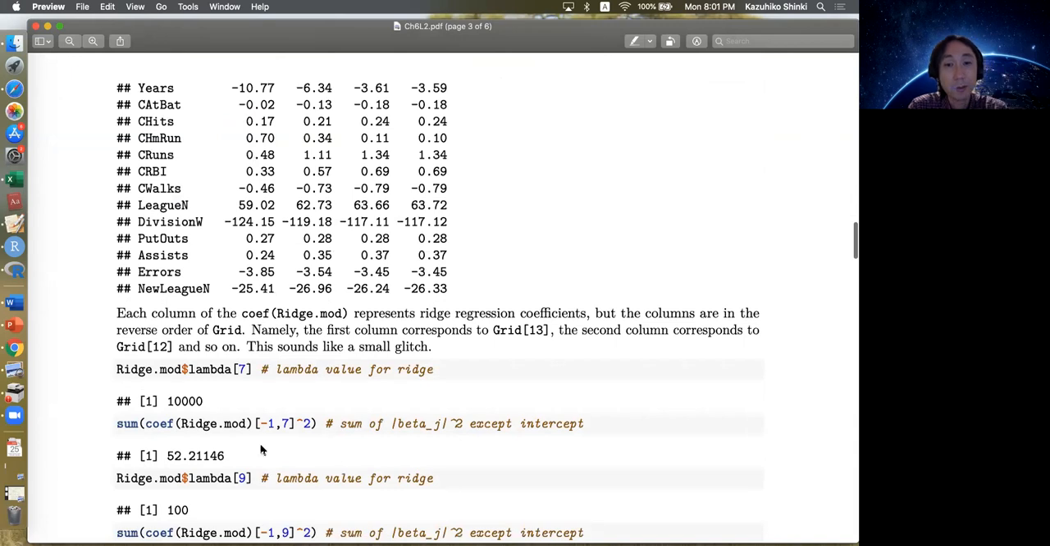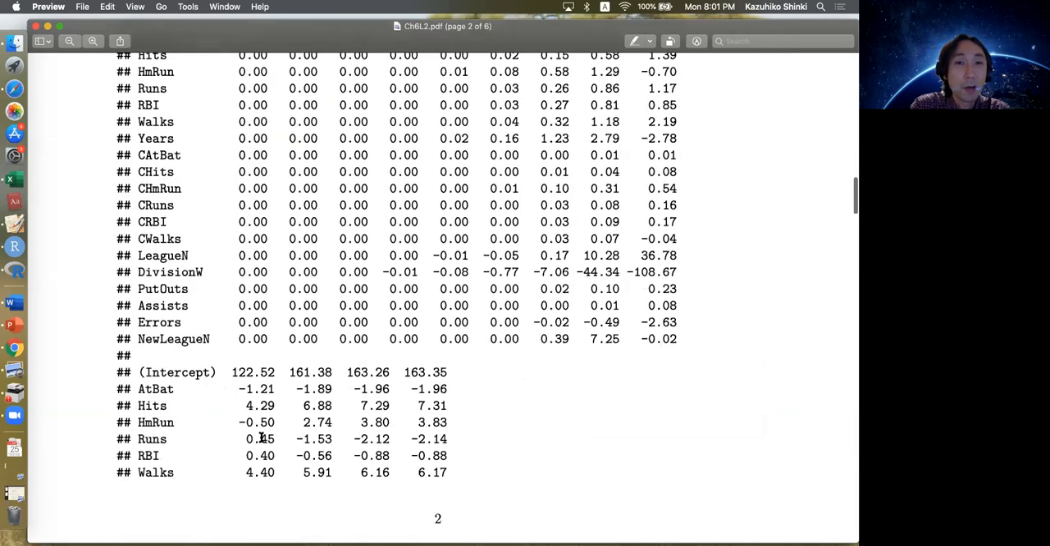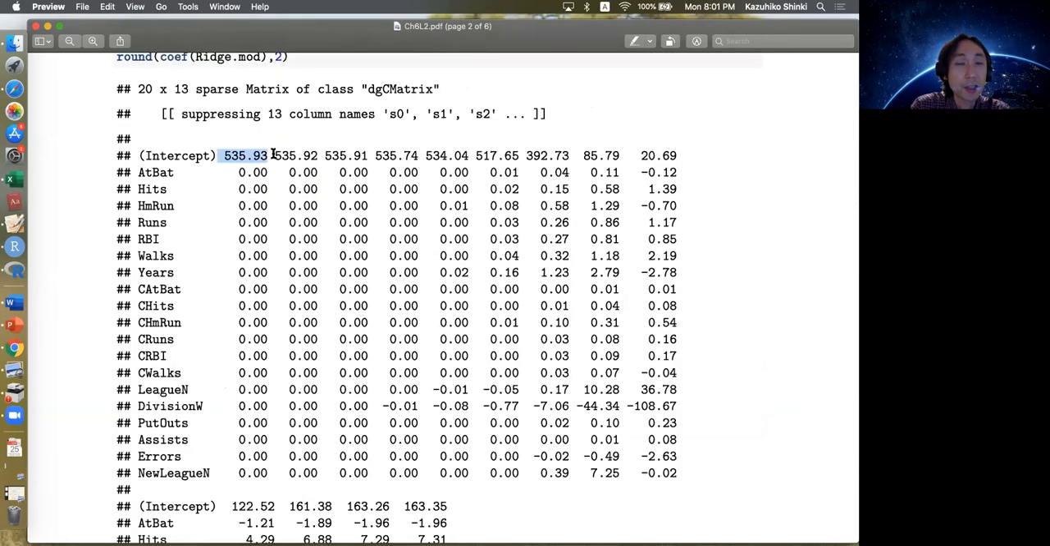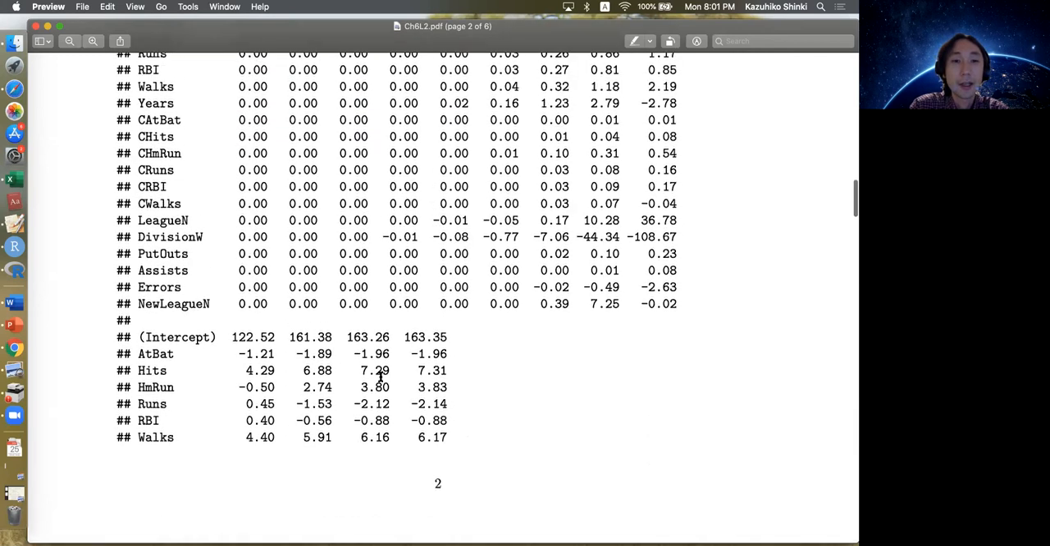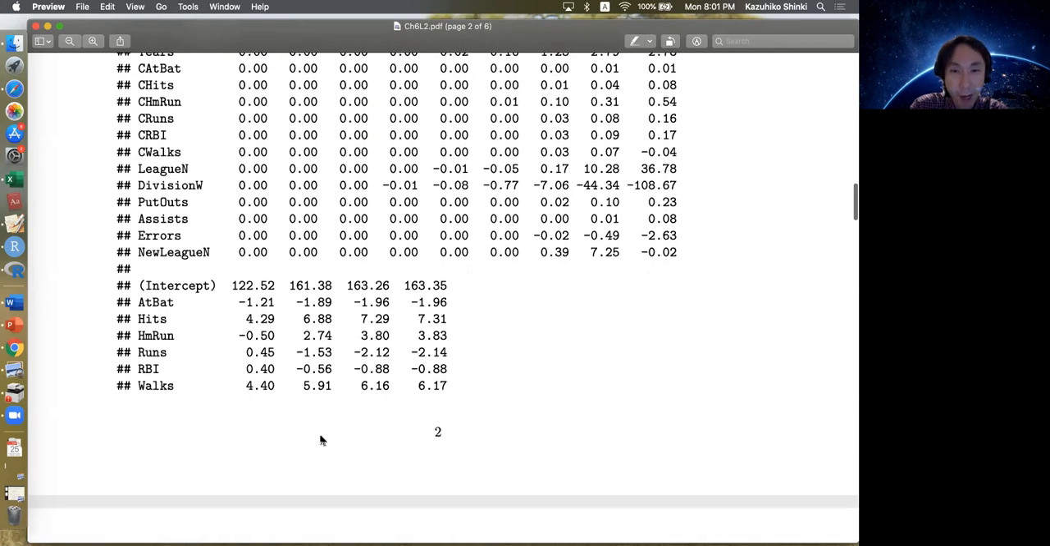Yeah, I don't know, but the other way around. So the first one corresponds to the largest lambda. So lambda is 10 billion. The second column corresponds to the coefficient with lambda equal to 1 billion. Then 100 million, 10 million, and a million, and 100,000, 10,000, and 1,000, 100. And this is 10, 1, and 0.1 and 0.01.